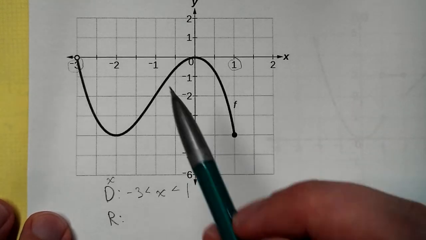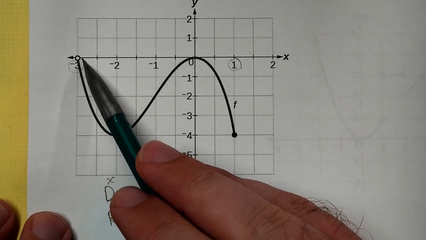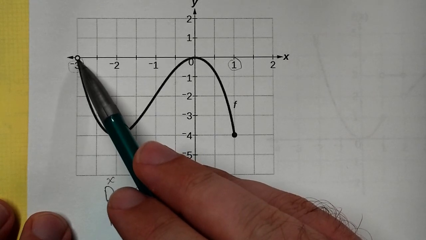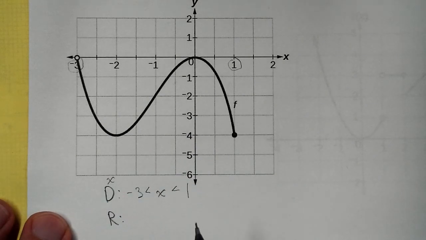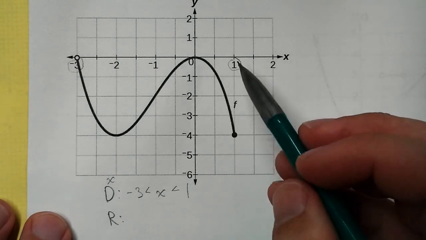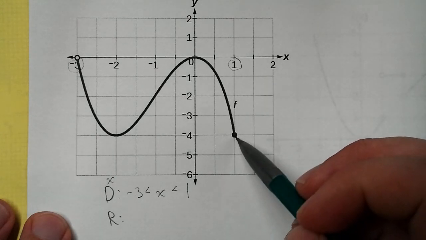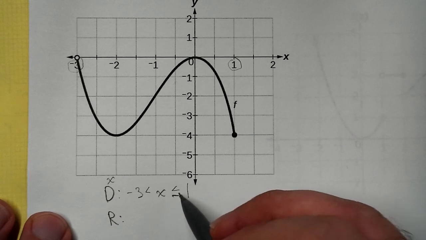And now, -3, there's an open circle, right? So this value would not be considered on the x. But over at +1, this is a closed dot, so this one is considered. So make sure this one gets underlined.